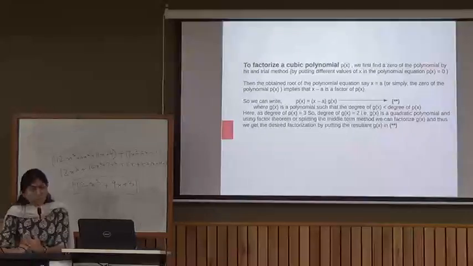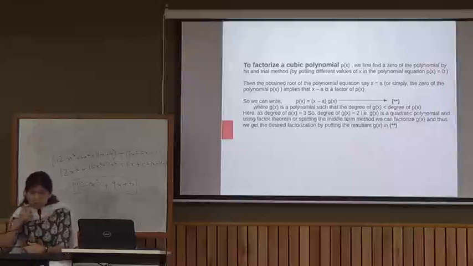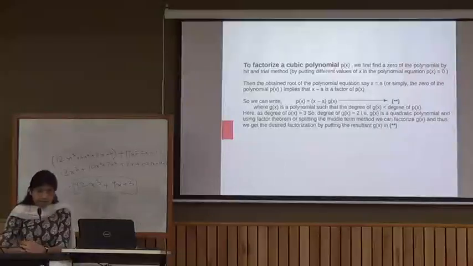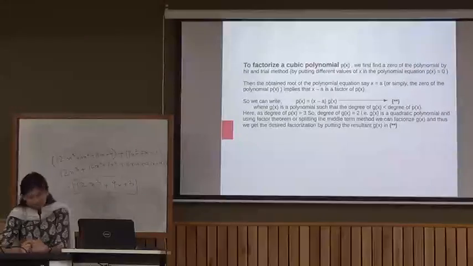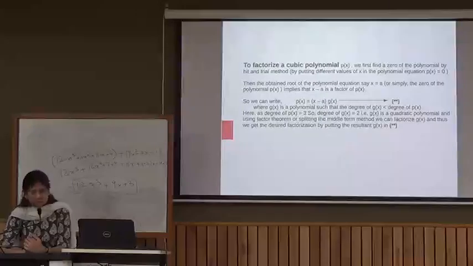So, we can write p(x) is equal to (x minus a) into g(x). Now here, the degree of g(x) must be n minus 1, where degree of p(x) is n. Here, n is equal to 3. Therefore, degree of g(x) is equal to 2. That is, g(x) is a quadratic polynomial, and using the factor theorem or splitting the middle term method, which we have discussed in the previous slides, we can factorize g(x), and thus we get the desired factorization by putting the resultant g(x) in the double star equation, that is p(x) is equal to (x minus a) into the factorization of g(x).